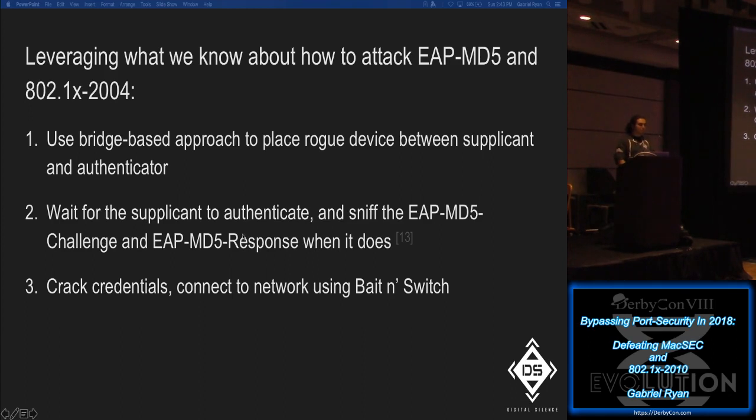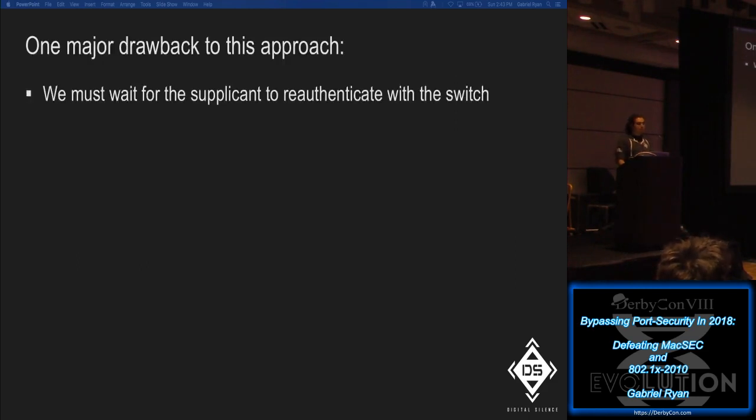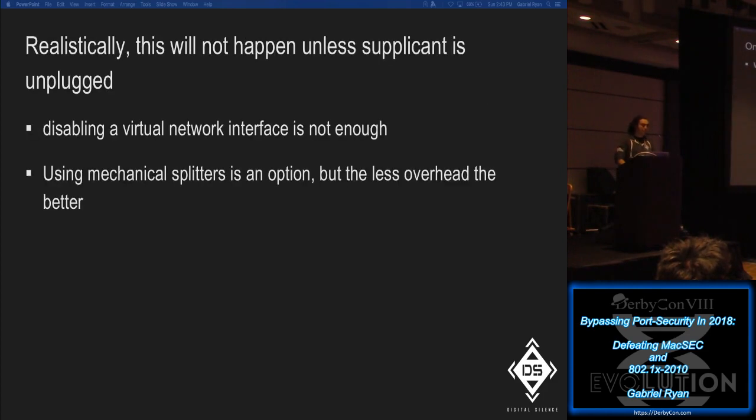You could start out by using a bridge-based bypass to place the rogue device directly between the supplicant and the authenticator. You could then wait for the supplicant to authenticate and then sniff all the required information, such as the EAP-MD5 challenge, the EAP-MD5 response, and the identity when it does. And then you'd use this to crack the credentials, then connect to the network, as we did before. The major drawback to this approach is that you have to wait for the supplicant to re-authenticate with the switch, and that actually will not happen unless the supplicant is unplugged.